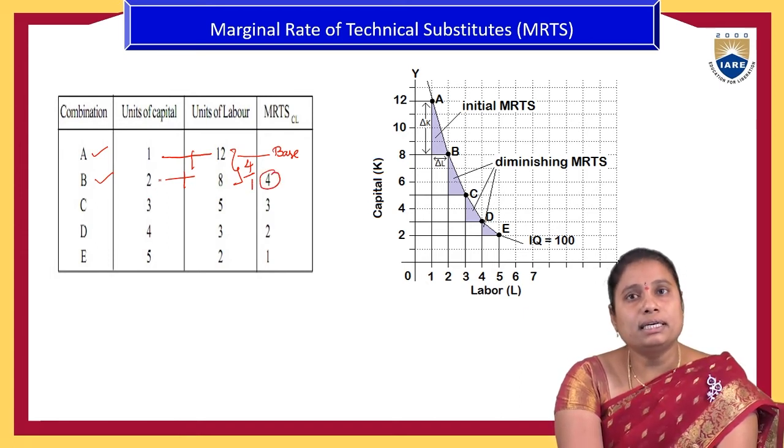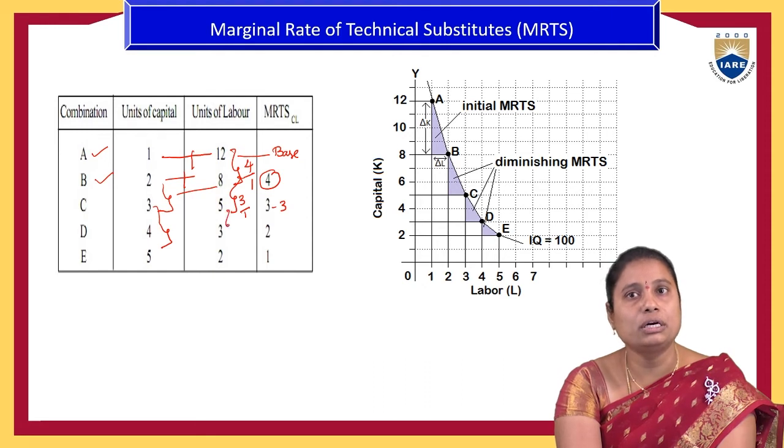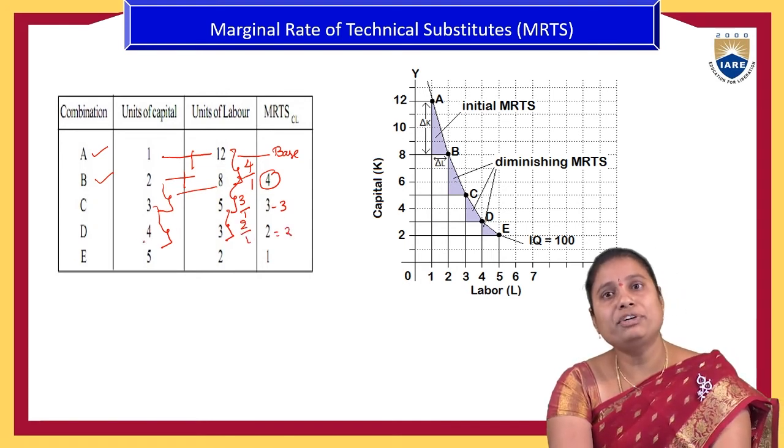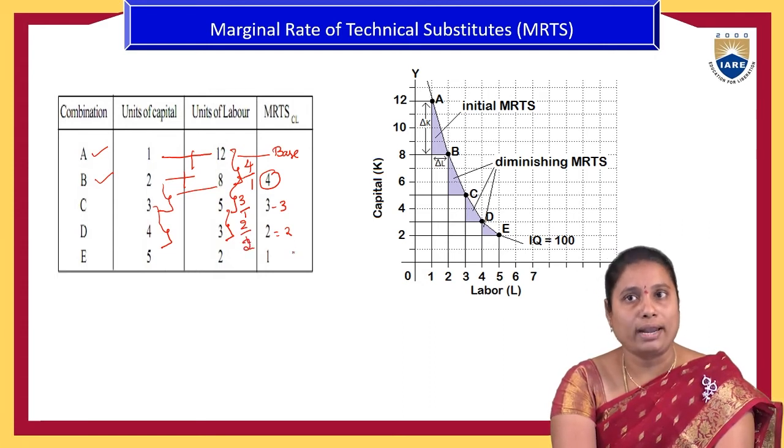Here again, 1 more unit of capital is introduced and labor can be reduced by 3, so 3 divided by 1 gives an MRTS of 3. And if one more unit of capital is added, that leads to a reduction of 2 units of labor, that is 2 divided by 1, which equals 2. For example, if it is 5, then we can say 2 divided by 2, that is 1.